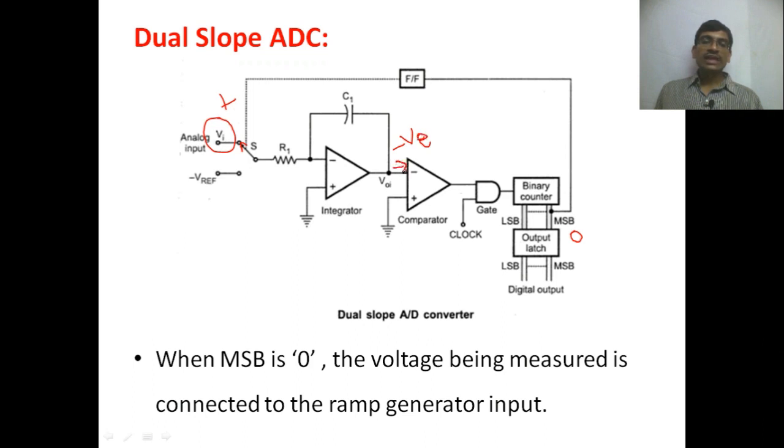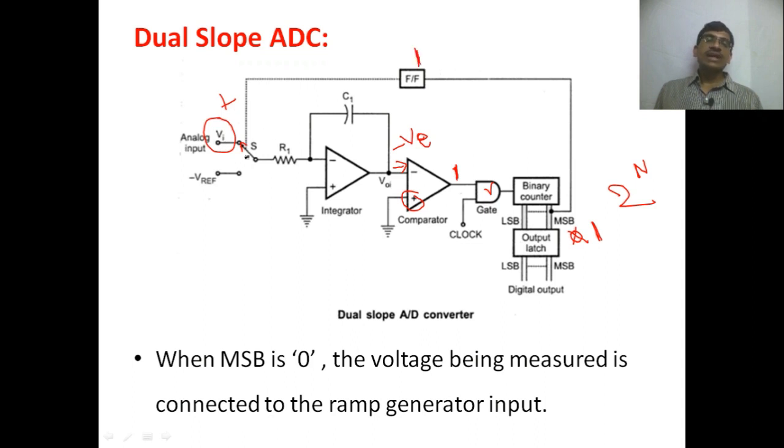The negative voltage is given to the inverting terminal. Here 0 volts is given to the non-inverting terminal, so it is greater, therefore the comparator output is equal to 1. This 1 output will switch on the AND gate, and then the clock signal will be propagated to the binary counter. The count will increase until 2 power n clock pulses. After that the MSB bit becomes 1.